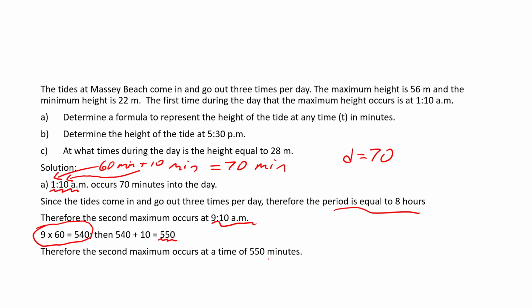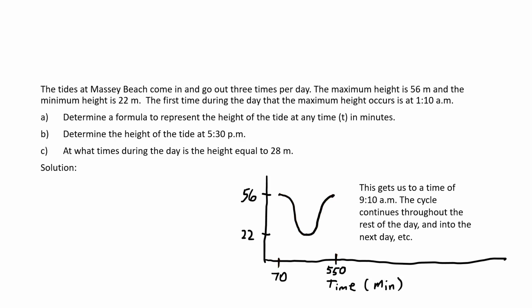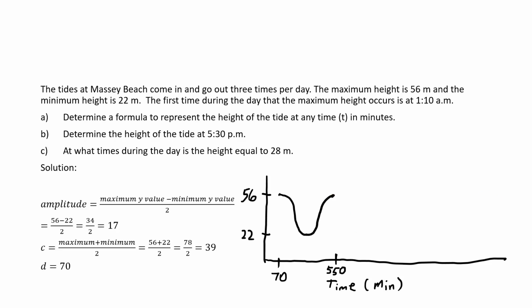Okay, so we're able to draw one cycle of the curve like this. We go from the maximum down to the minimum, back up to the maximum again. At 1:10 a.m. and at 9:10 a.m. we're at the maximums. All right, good stuff. Now let's come up with a formula for this. And obviously we know that the tides are going to continue to go in and out all day and go into the next day, et cetera.